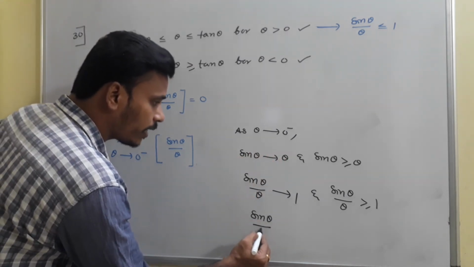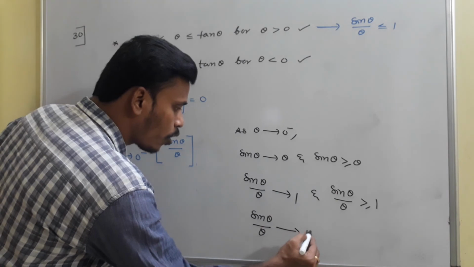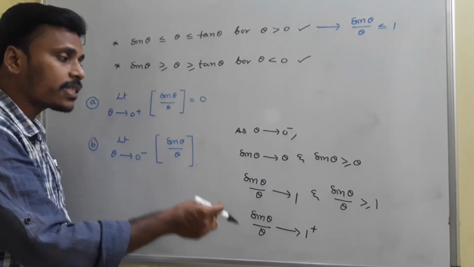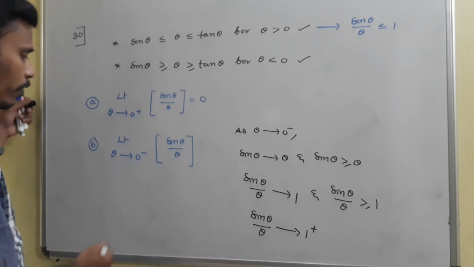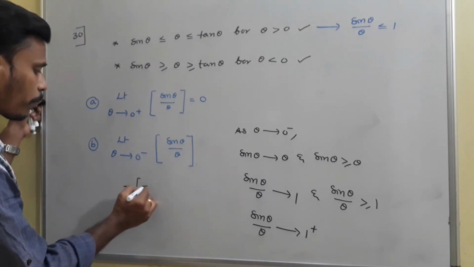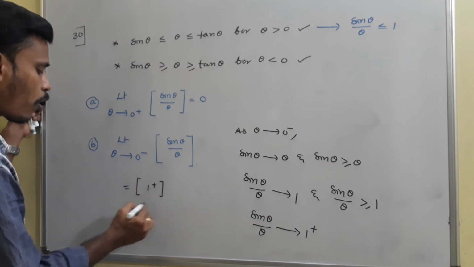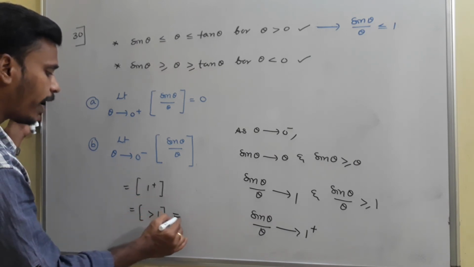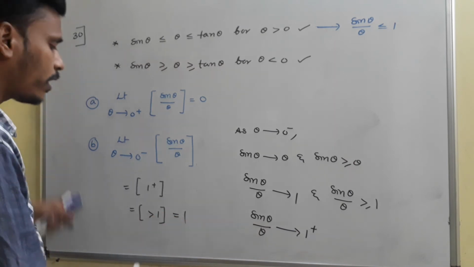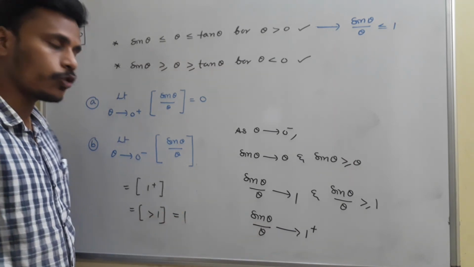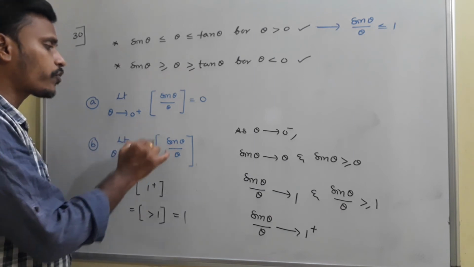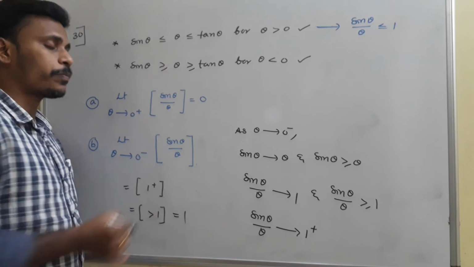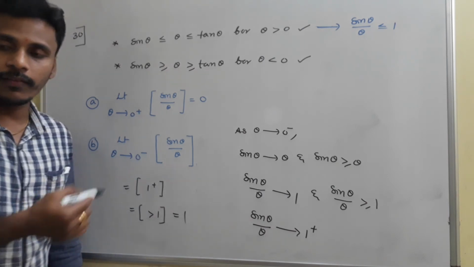So from there sin theta by theta is tending to 1 plus. So sin theta by theta is tending to 1 and it is more than 1. So its step value is step of 1 plus. Step of 1 plus means step of a value which is greater than 1. So a value which is near to 1 and greater than 1, its step value is 1. So the left hand limit of step sin theta by theta is 1, whereas the right hand limit of step sin theta by theta is 0. Have a look.